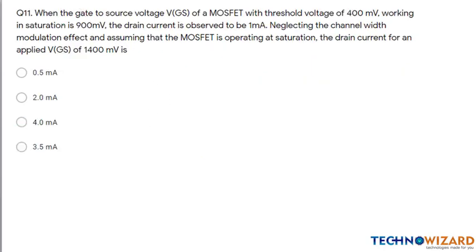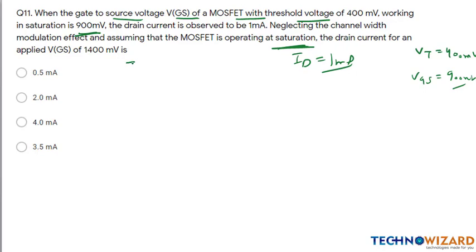Question number 11. A MOSFET has threshold voltage VT equal to 400 millivolt. When the gate-to-source voltage VGS is 900 millivolt, working in saturation, the drain current is observed to be 1 milliampere. Neglecting the channel width modulation effect, and assuming the MOSFET is operating in saturation, we have to find the drain current when the applied VGS is 1400 millivolt.